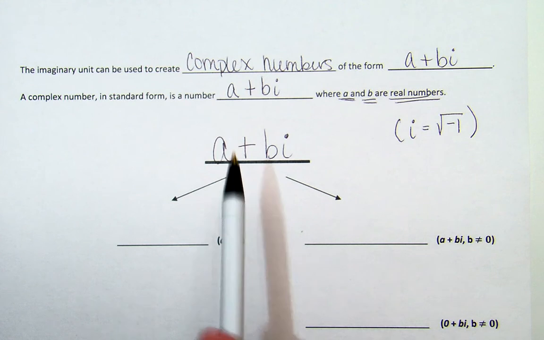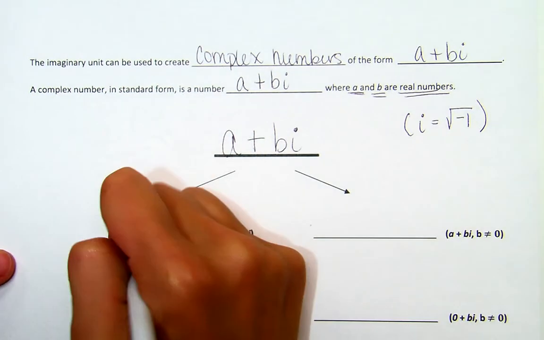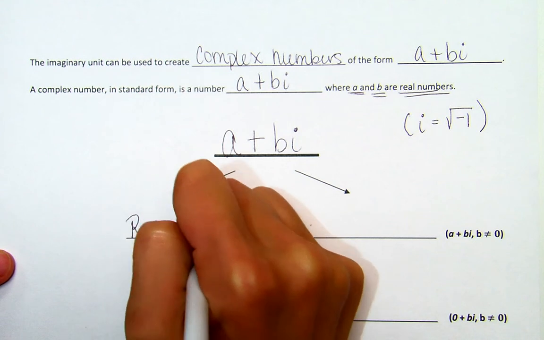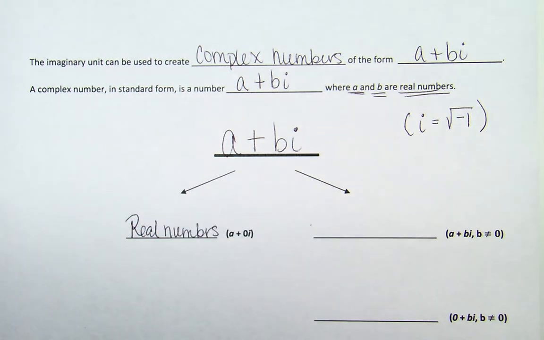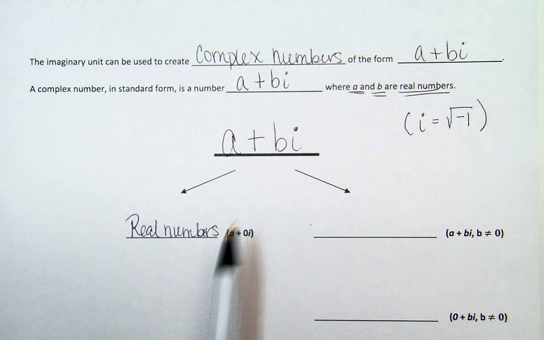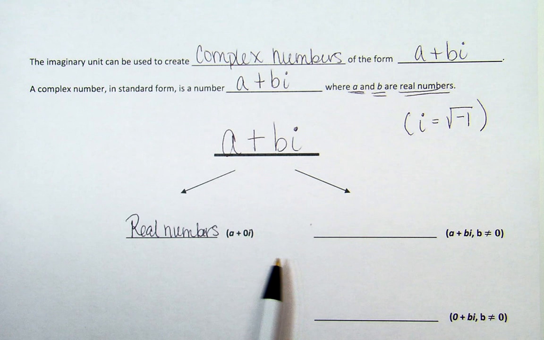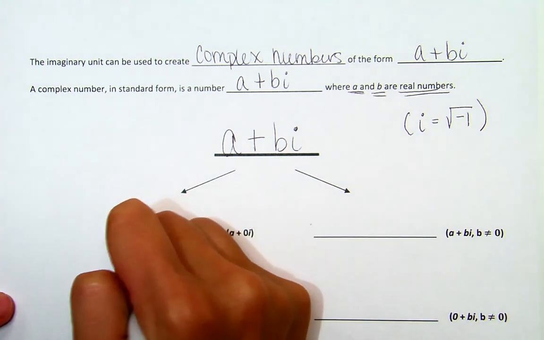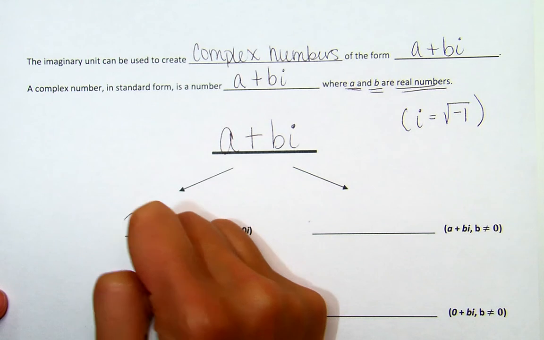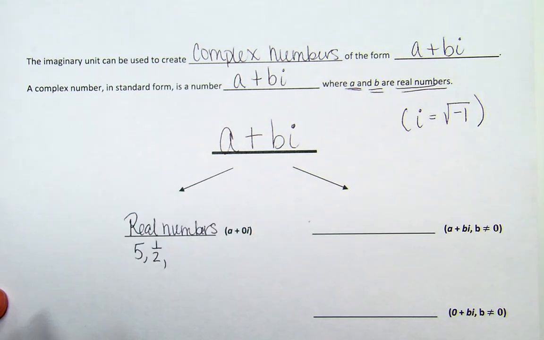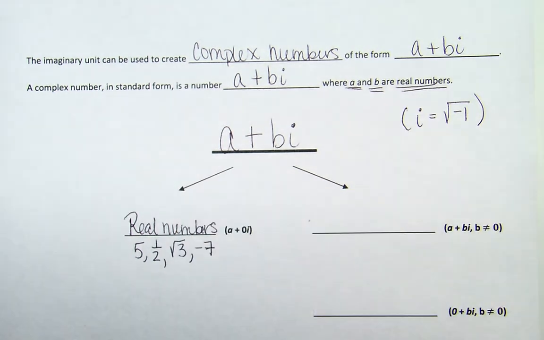The first is complex numbers include real numbers. Okay? So complex numbers actually include real numbers. And the real numbers that they include is the form a plus 0i, because obviously 0 times anything is going to be 0. So real numbers is actually part of your complex number. So some examples of real numbers are whole numbers like 5. They can be fractions like 1/2. They can be square root numbers, or they can be negative numbers. So those are all examples of what real numbers are.